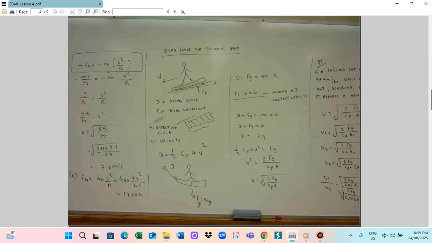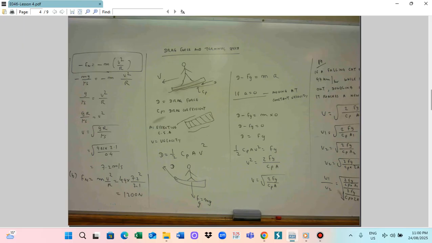Now, when the acceleration is 0, if a equals 0, this means that the body is moving at constant velocity. So in this case, a is 0, so D minus Fg is equal to m times 0. Then D minus Fg is equal to 0, so D is equal to Fg. Then you can substitute the D equation, D equal to half into C_D into A into V squared, and this is Fg.